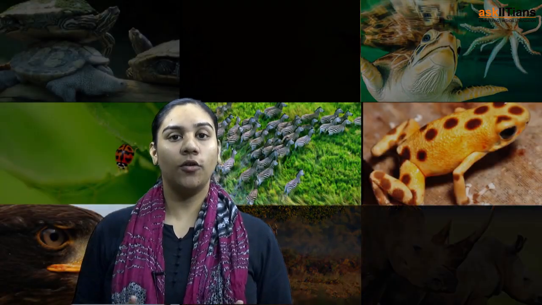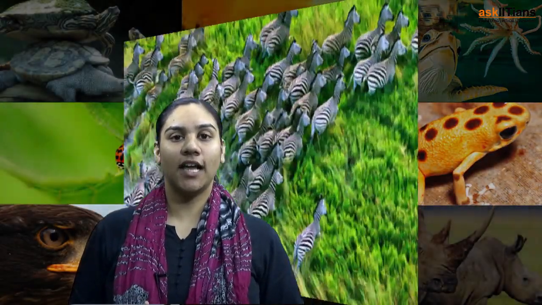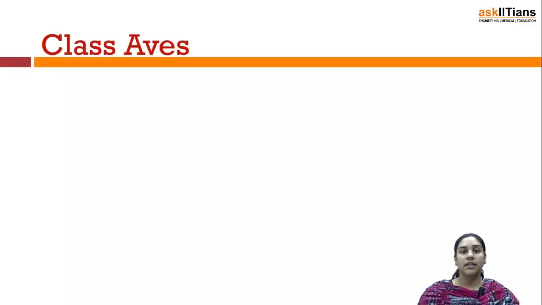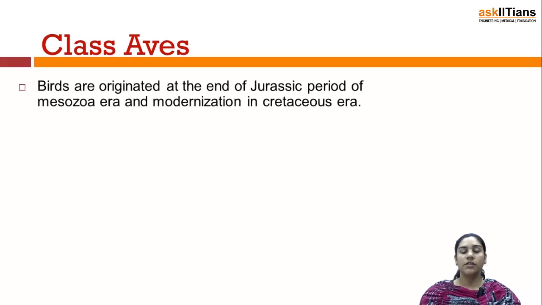Whenever we see the birds flying in the sky, we are always curious to know about how they actually fly. So students, let's start a discussion about the class Aves. The third class of the superclass Tetrapoda is the class Aves, which includes all the birds. The birds originated at the end of the Jurassic period of the Mesozoic era and modernization in the Cretaceous era.